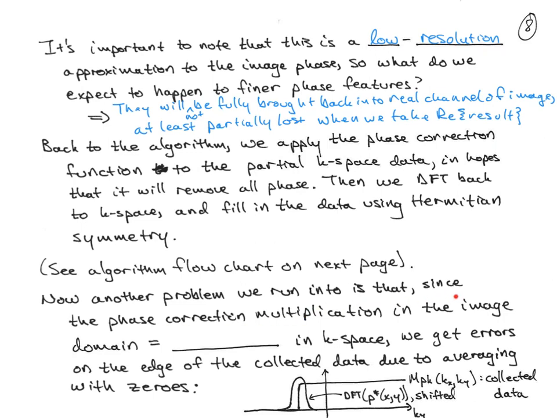you run into with this reconstruction, which is that since the phase correction multiplication in the image domain corresponds to a convolution in the K-space domain, we get errors on the edge of the collected data due to averaging with zeros. Here what I've illustrated is the Fourier transform of the phase correction function. Since the phase correction function is low resolution, it'll be narrow in the frequency domain, and as it passes over the step function that's applied to the K-space data, you're going to get ringing. You're going to get ringing here at the edges, and that's going to give you these errors there in K-space.